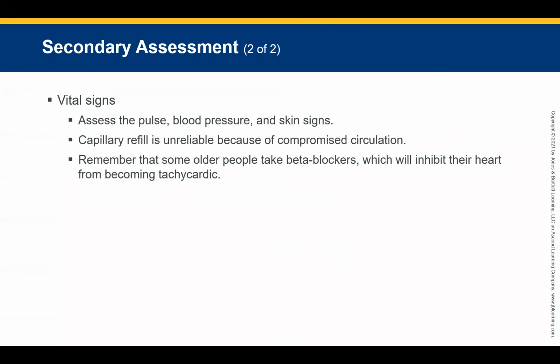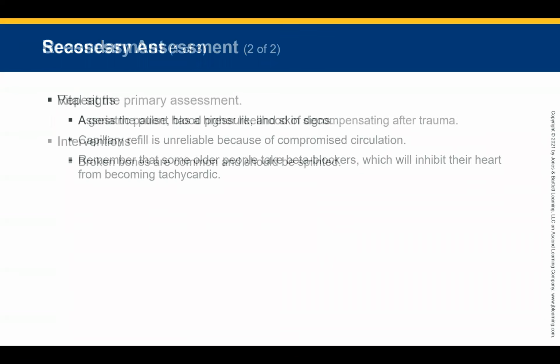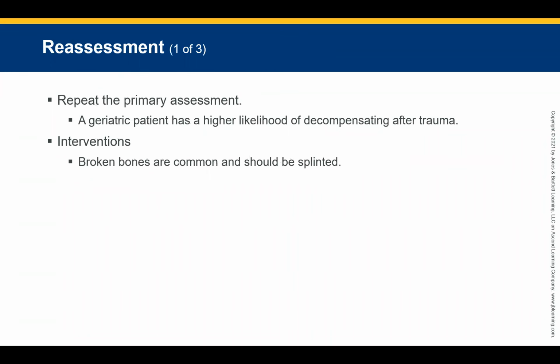Vital signs: one thing I can say here is just continue to take those over and over. And remember about the beta blocker. Those are going to become an issue if they tell you they're on a beta blocker. Reassessment: reassess them on the way to the hospital. If they have a broken bone and you splint it, continue to monitor it.